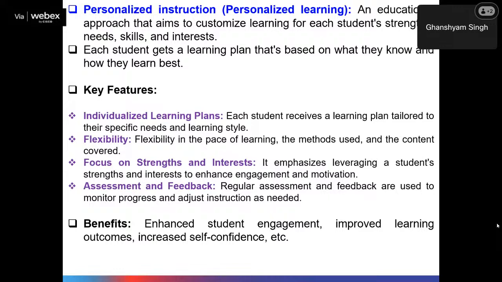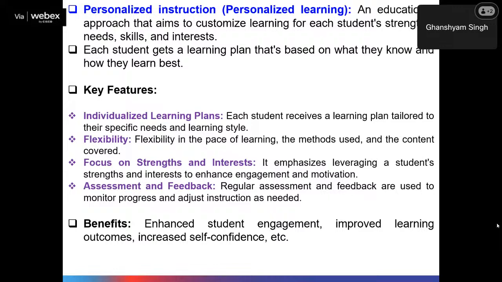We can also go for assessment and feedback. We need to have a regular assessment for each and every student. We also need to give feedback. We should collect feedback from the students, and also give feedback to the students after the assessment, about what we feel for that particular student, and which student needs to put more concentration on what particular topic or thing. We need to give feedback to the students on time. We should monitor their progress regularly, and adjust instruction as needed.